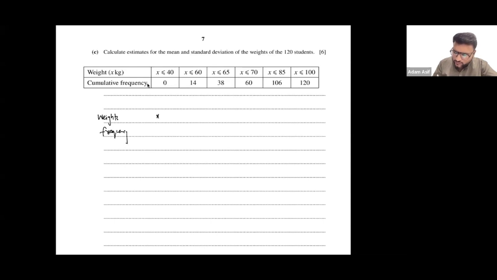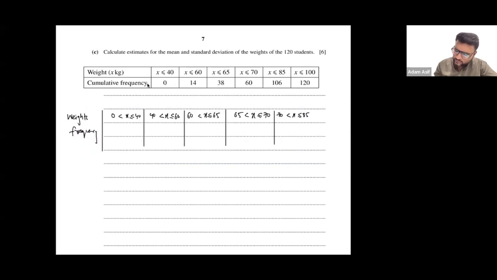the first interval is going to be from 0 to 40. The next interval is greater than 40, less than or equal to 60. Next interval is greater than 60, less than or equal to 65. Then the next interval is greater than 65, less than or equal to 70. Then x is greater than 70, less than or equal to 85. And then the final interval would be x greater than 85, less than or equal to 100.